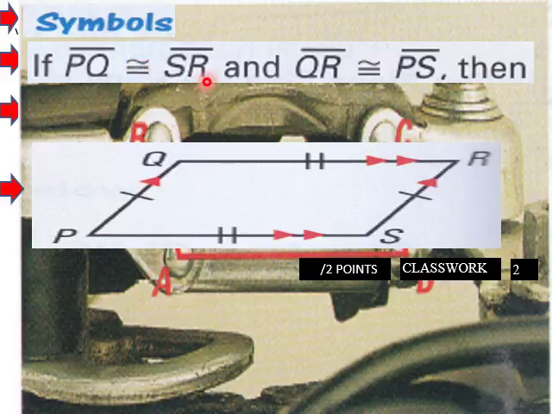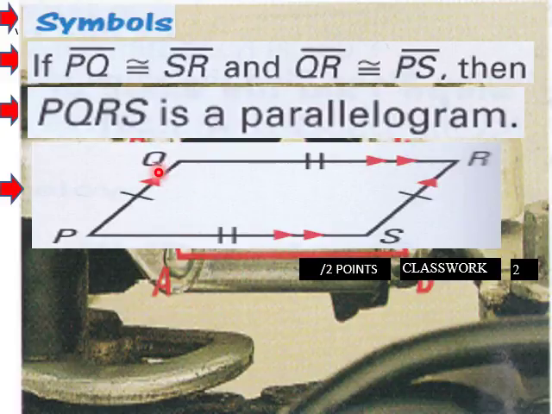If PQ is congruent to SR, QR congruent to PS, then PQRS is a parallelogram. That's how we can tell for sure that it's a parallelogram. Opposite sides here, PQ, SR, QR, and PS.